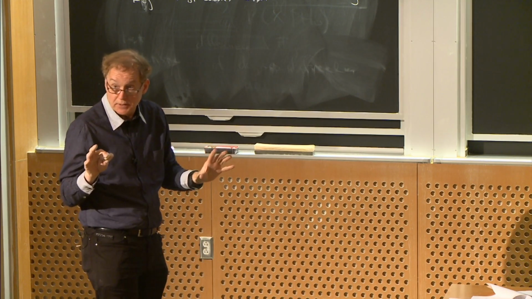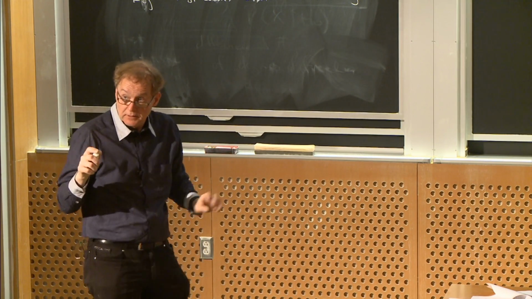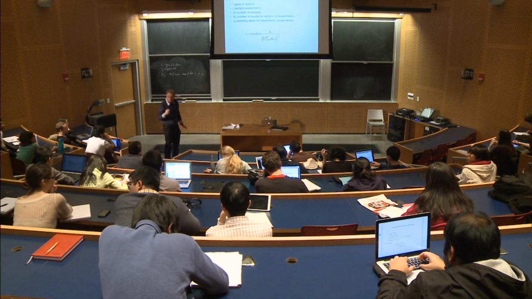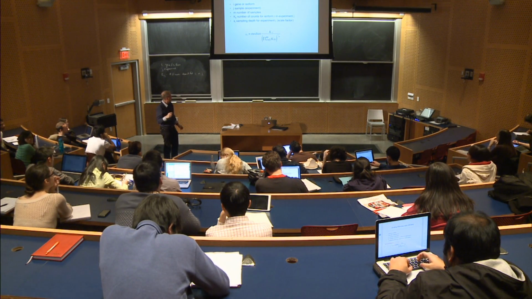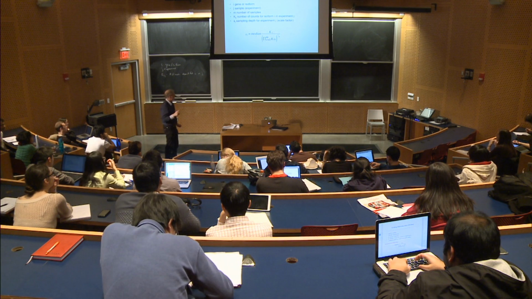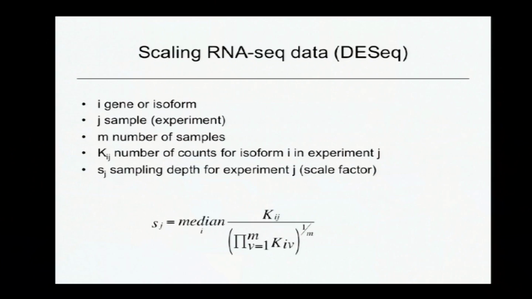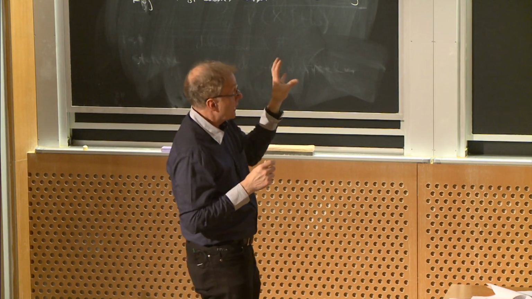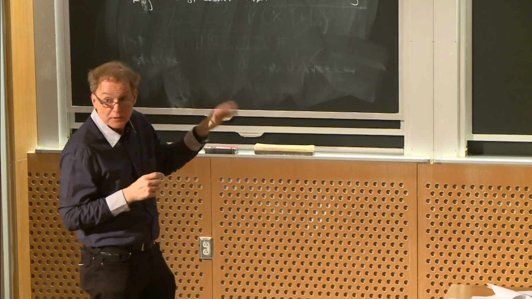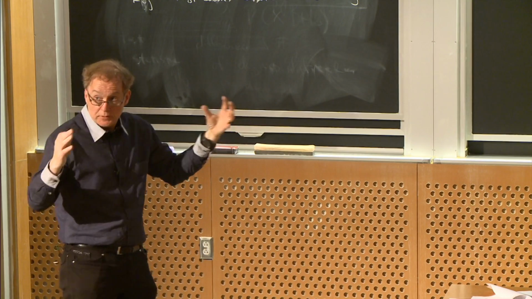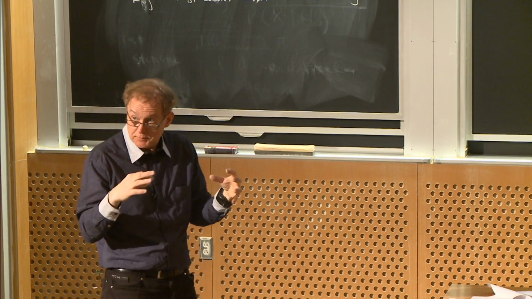Any questions about the scale factor? Yes? Sorry, what is the term on the bottom in the denominator? That's a normalizing term across. That's the geometric mean of all of the experiments put together. Right? So because it's the product of all the experiments, m experiments, then rooted m, it's equal to the geometric mean of a single experiment.